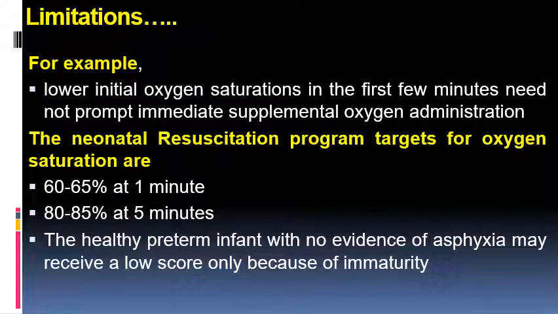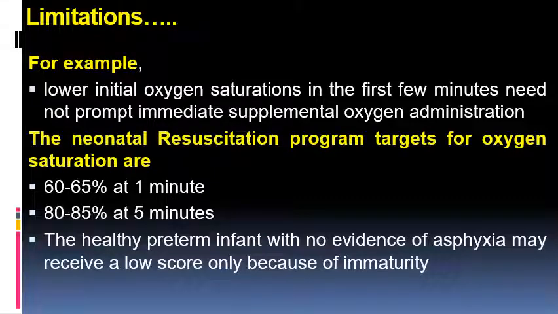For example, lower initial oxygen saturations in the first few minutes need not prompt immediate supplemental oxygen administration. It is understood that this is normal in term newborn babies. The saturation levels will be very low in the first few minutes. It is confirmed by the Neonatal Resuscitation Program. Also, they state that at 1 minute the saturation level will be between 60 to 65%, and at 5 minutes it is going to be 80 to 85%. So it is not necessarily that we have to immediately start supplemental oxygen administration.